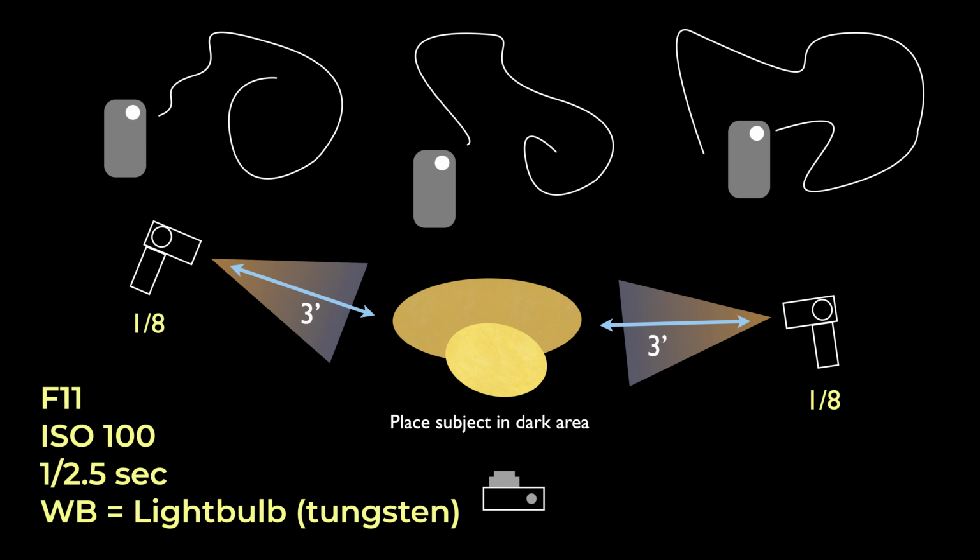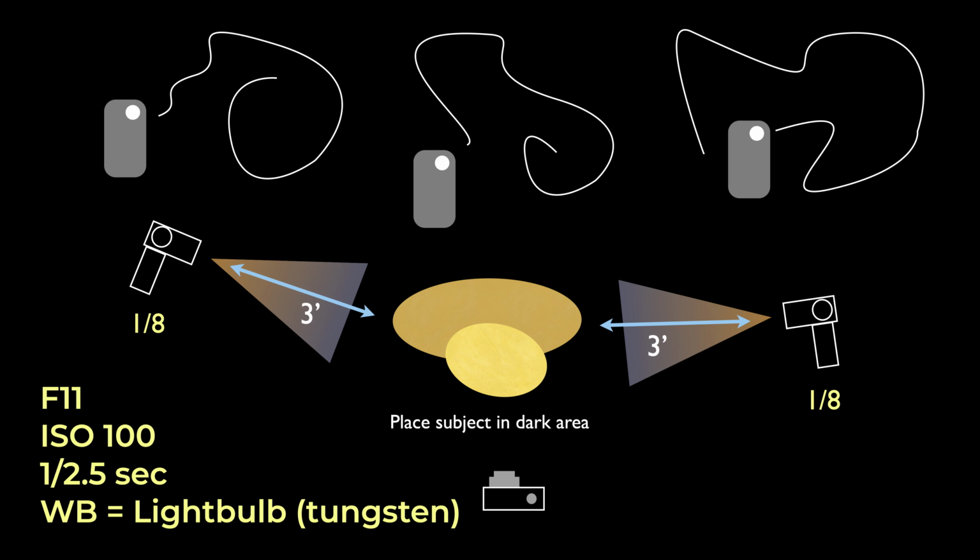So I did my calculations. I know at f11, at 6 feet away, my flash should be at 1/2 power. Now I'm bringing it half the distance, so I have to halve it, which is 1/4 power. Then I have to halve it again, which is 1/8 power. So that's how I determined the flash power on my 2 side lights. So 1/8 power, 3 feet away at f11, I'm ready to go.